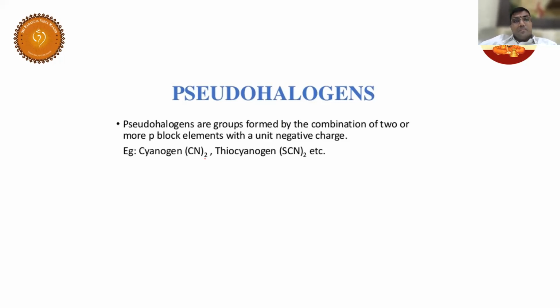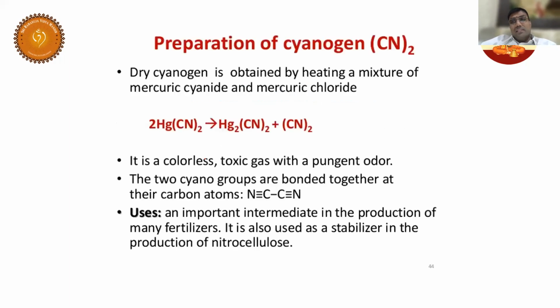This chemistry is not in NCERT, but just a word is there. Anyhow, let us learn. (CN)2 is called cyanogen. How is cyanogen prepared? By using mercuric cyanide, which means the highest oxidation state. Upon heating, it will give cyanogen. It is a colorless toxic gas, which is used in the production of fertilizers.